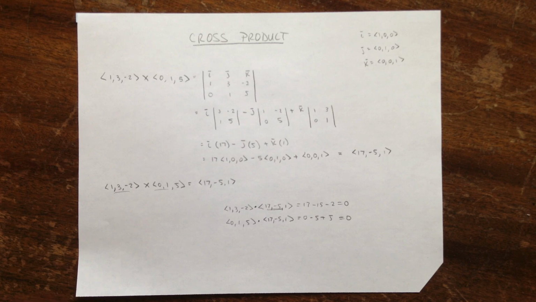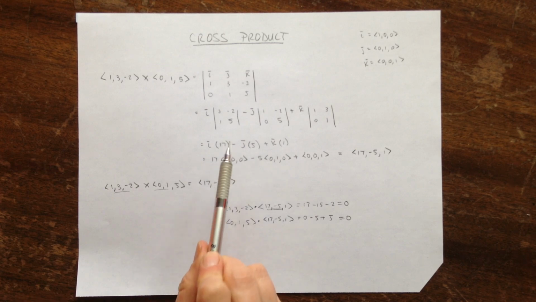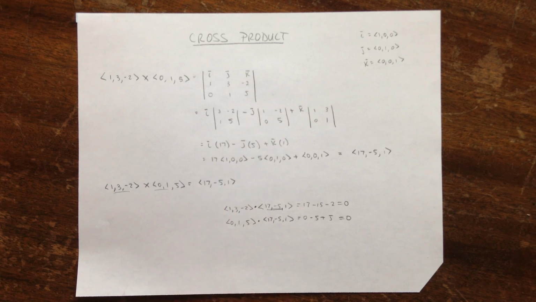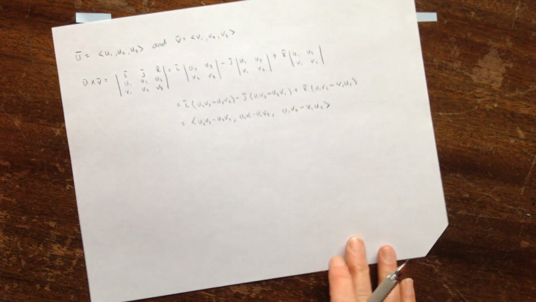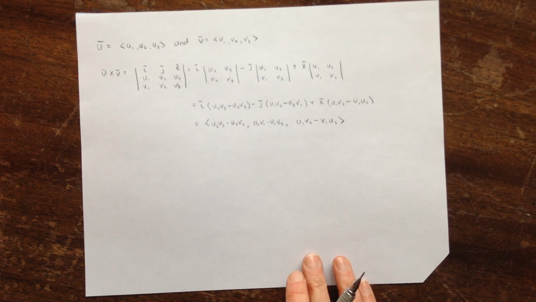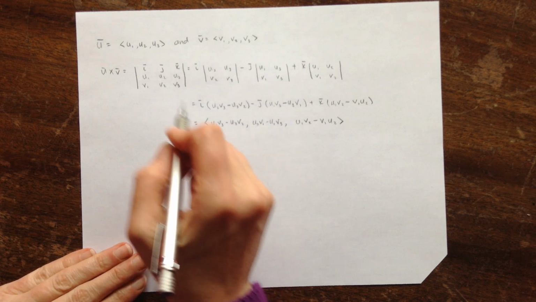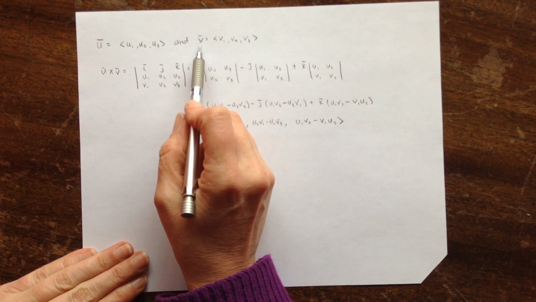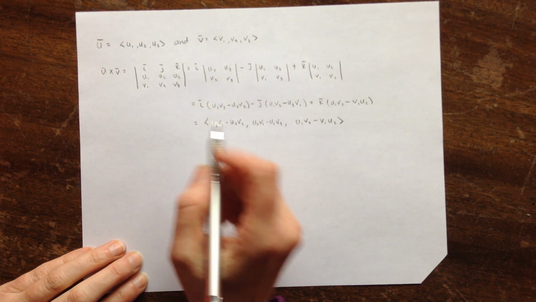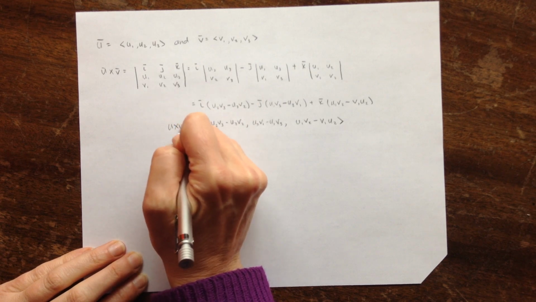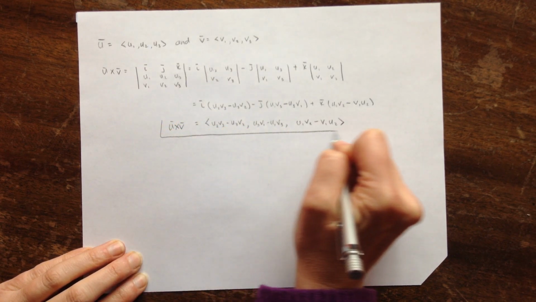Now, if you don't like this determinant method for computing the cross product, and you're good at memorizing formulas, you can use a formula, which is very easy to derive. So here's a formula for the cross product of two vectors. If u is u1, u2, u3, and v contains the components v1, v2, v3, you'd have u cross v is equal to this thing.